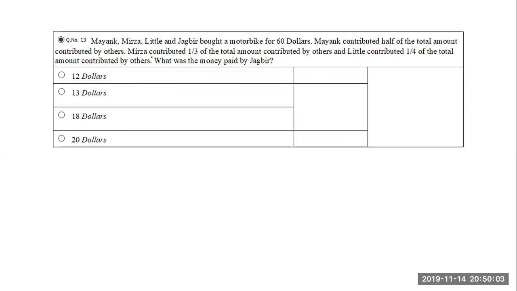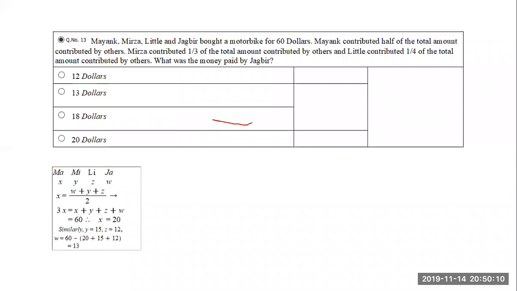Now we have to find out the contribution made by each and every one. Then only we will get the answer. We will see how we are going to do it. I will put Mayank as MA, Mirza as MI, Little as LI, and Jagbir as J. I will consider x, y, z, and w are the contributions made by these people. Then x is equal to half of the total amount contributed by the others, that is half of w plus y plus z.